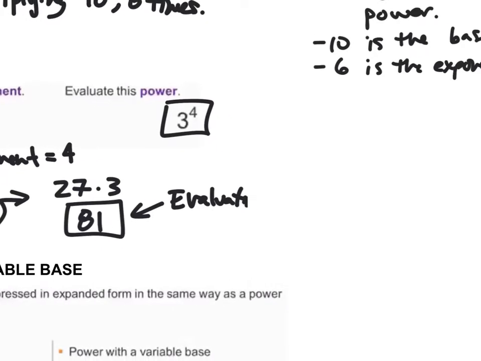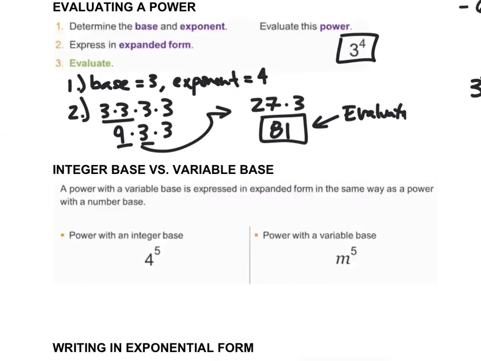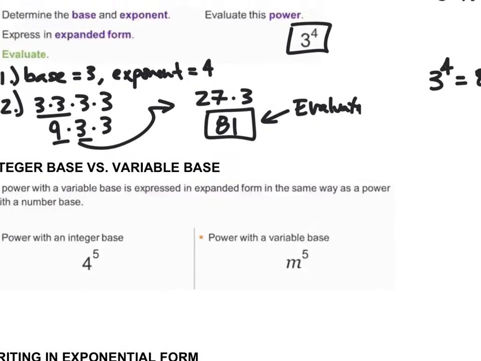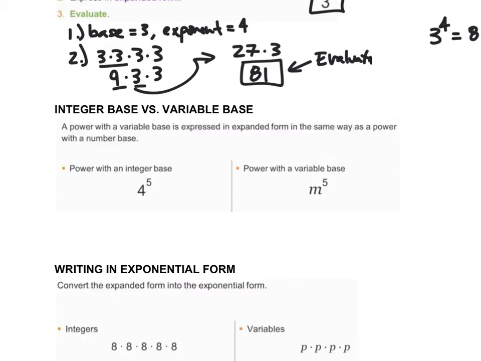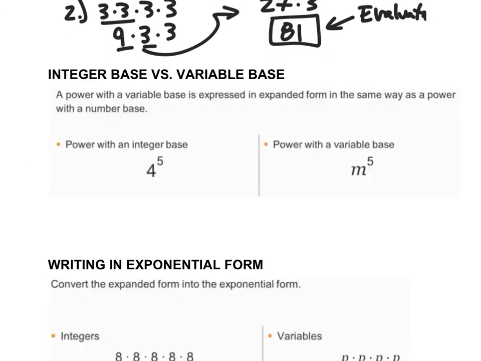And so, what I could then write is that if I say 3 to the 4th power, that is the same thing as me writing the number 81. Okay, so we can actually evaluate this, okay, and get an actual number, all right? So, that's the idea. That's what we're doing, okay? You're just multiplying the base by itself the number of times the exponent tells you, okay? So integer base versus variable base. So what we want to do is you've probably seen this stuff before.